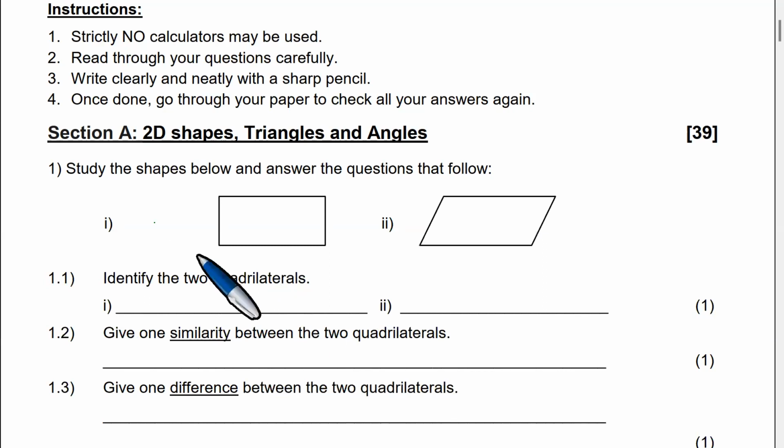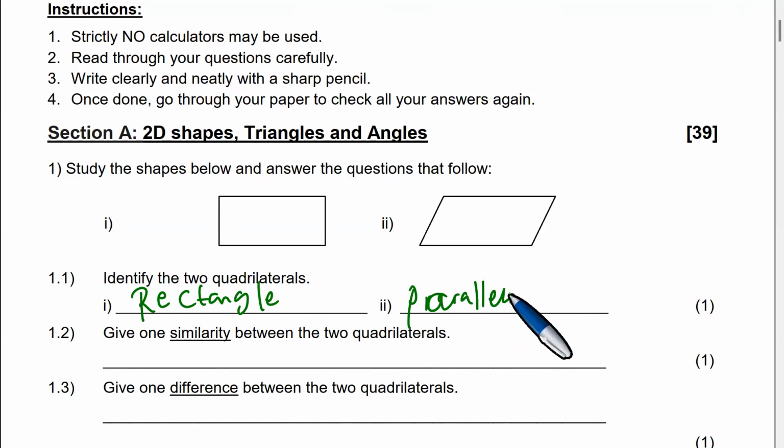What do you think Roman figure one is? This one here. What do you think that is? So a rectangle. Well done. It is a rectangle. What do you think this one is? Parallelogram. Well done. It's a parallelogram.